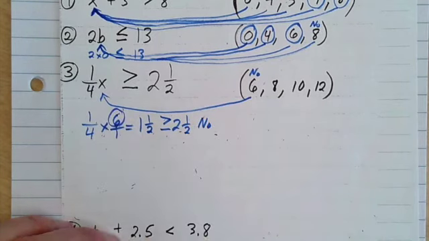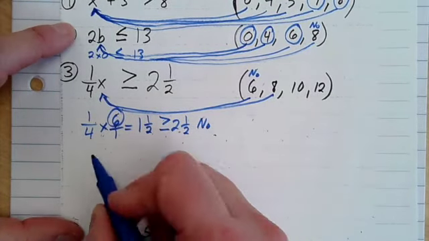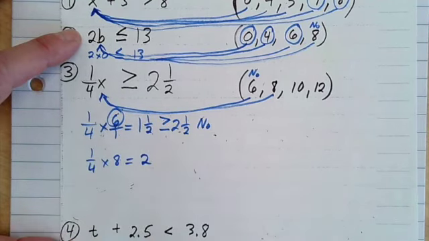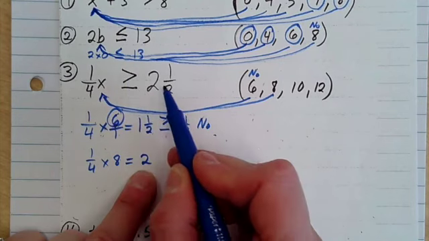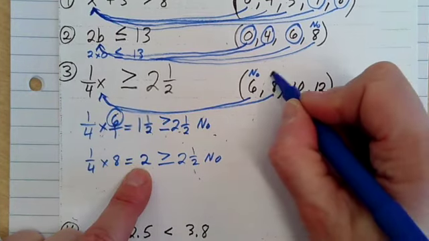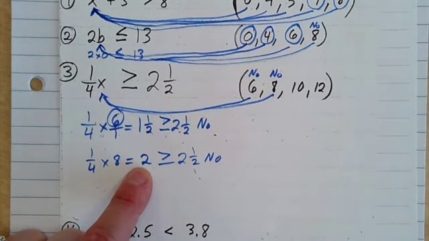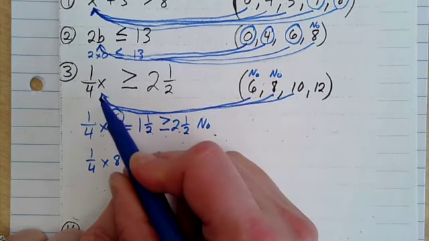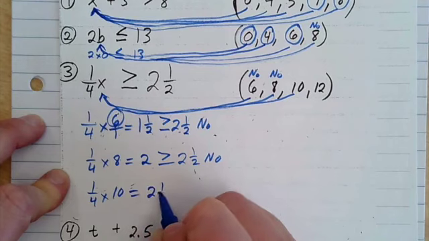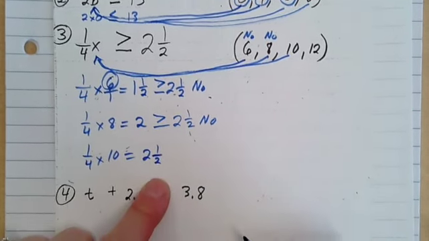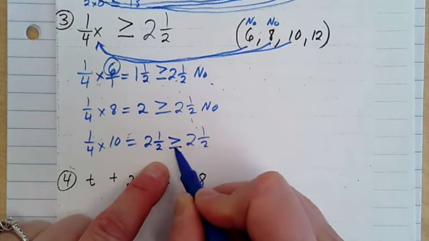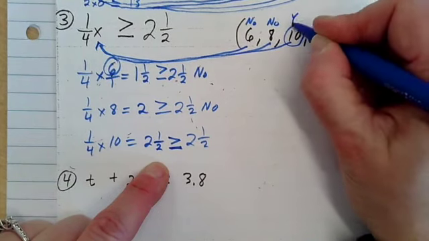So that's when I plugged in 6. If I plug in 8 right here, what's 1/4 times 8? My calculator gives me 2. Is 2 greater than or equal to 2.5? No, it's too small. So this is a no. As I continue on, plugging in the 10 for x is 1/4 times 10. That gives me 2 1/2 on my calculator. Is 2.5 greater than or equal to 2.5? It's actually equal to it. So yes, this one works.